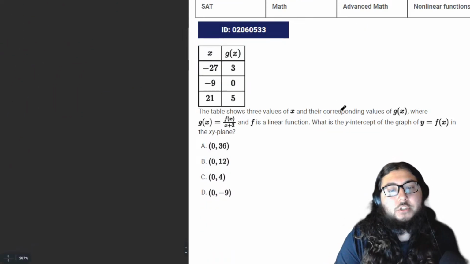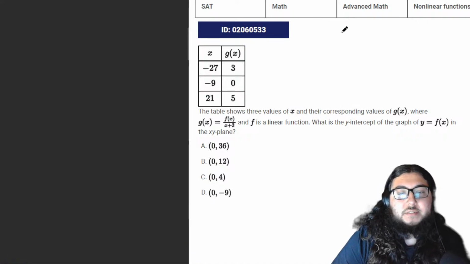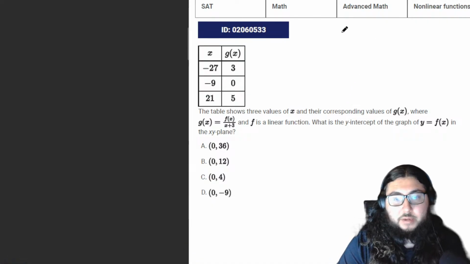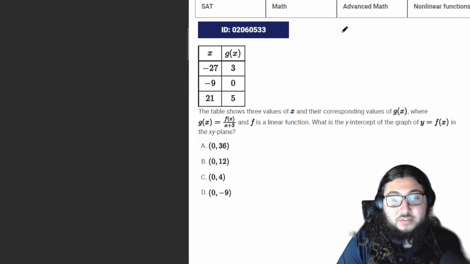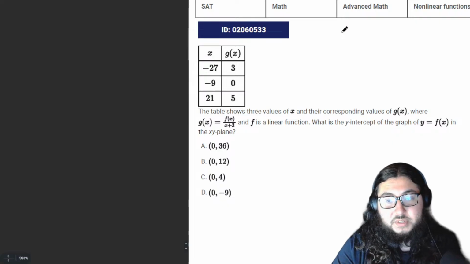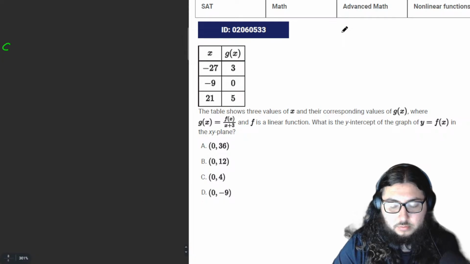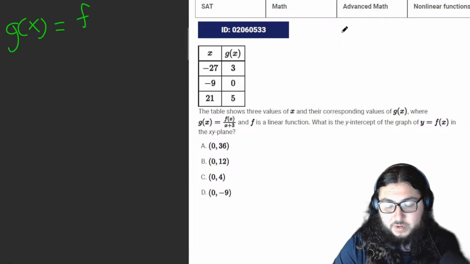All right. The table shows 3 values of x and their corresponding values of g of x, where g of x is equal to f of x over x plus 3, and f is a linear function. What is the y-intercept of the graph of y equals f of x in the xy plane? This is a very interesting question. So we say that g of x is equal to f of x over x plus 3.